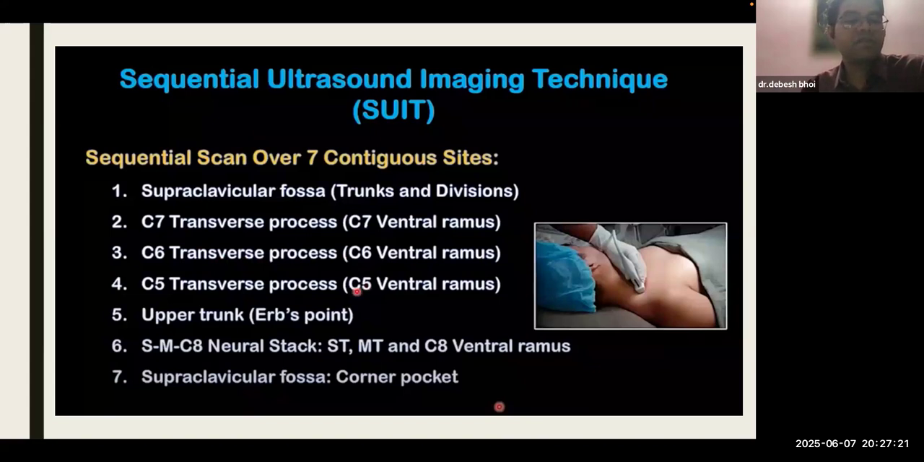Then subsequently C5. After identifying the C5 transverse process, you can come back in the reverse direction. That means once you identify C5, you come back and again see the formation of the upper trunk, that is, the formation of the superior trunk, and then subsequently the middle trunk and the C8 neural stack.